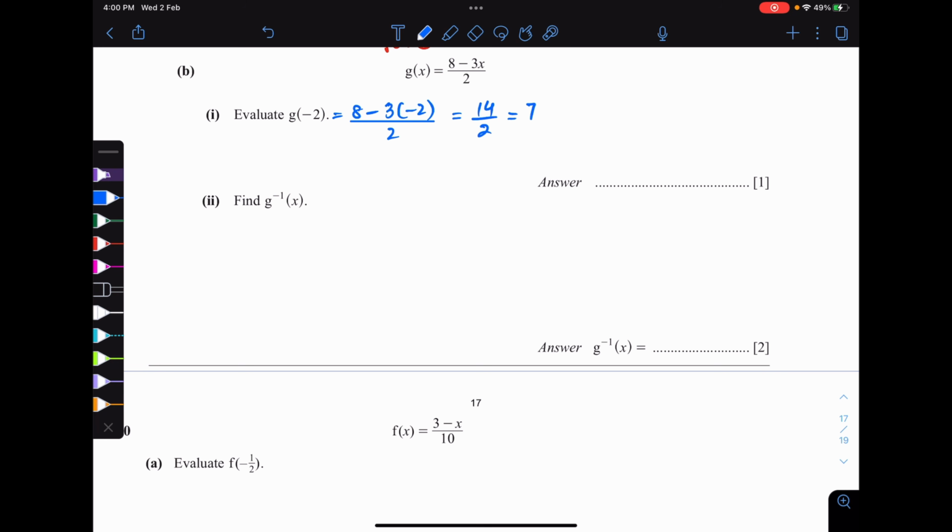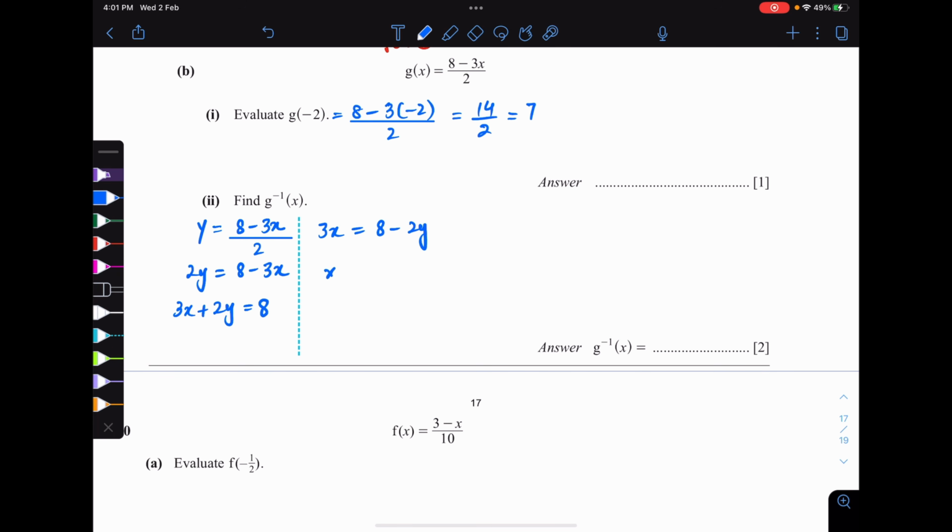Now, to find g inverse of x, we'll put y is equal to (8 minus 3x) over 2. 2y is equal to 8 minus 3x. And now we have to make x the subject. So first, making x a positive term, 3x plus 2y is equal to 8. And now 3x is equal to 8 minus 2y. And now x is the subject: (8 minus 2y) over 3. Now the final substitution will become g inverse of x is equal to (8 minus 2x) divided by 3. (8 minus 2x) divided by 3 is our final answer.